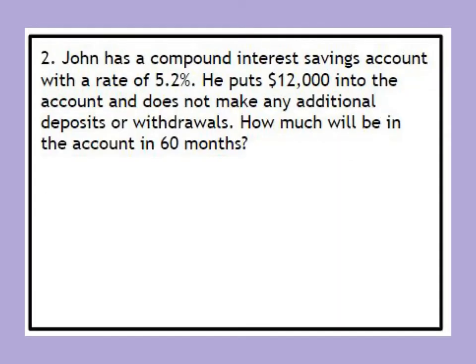Number 2. John has a compound interest savings account with a rate of 5.2%. He puts $12,000 into the account and does not make any additional deposits or withdrawals. How much will be in the account in 60 months?